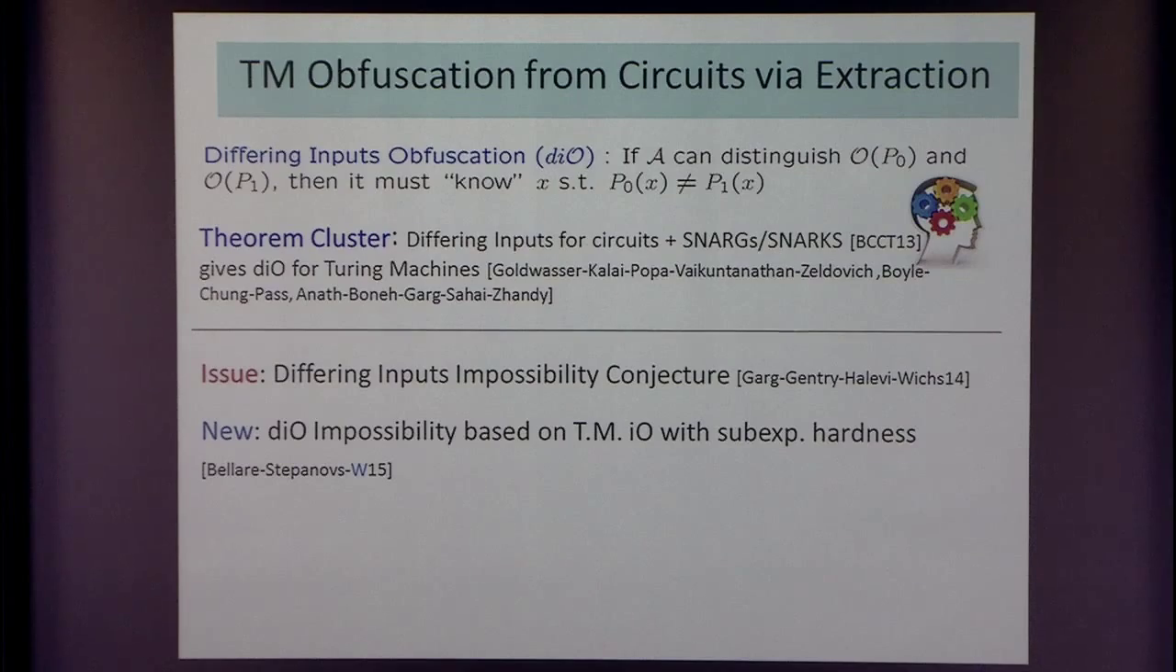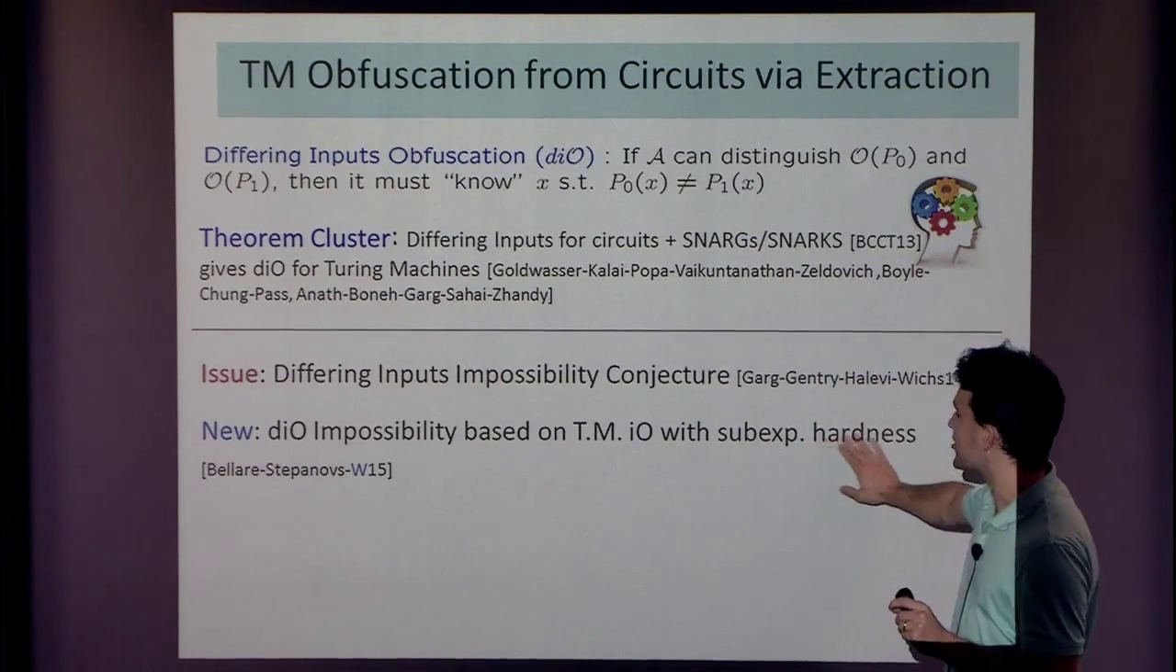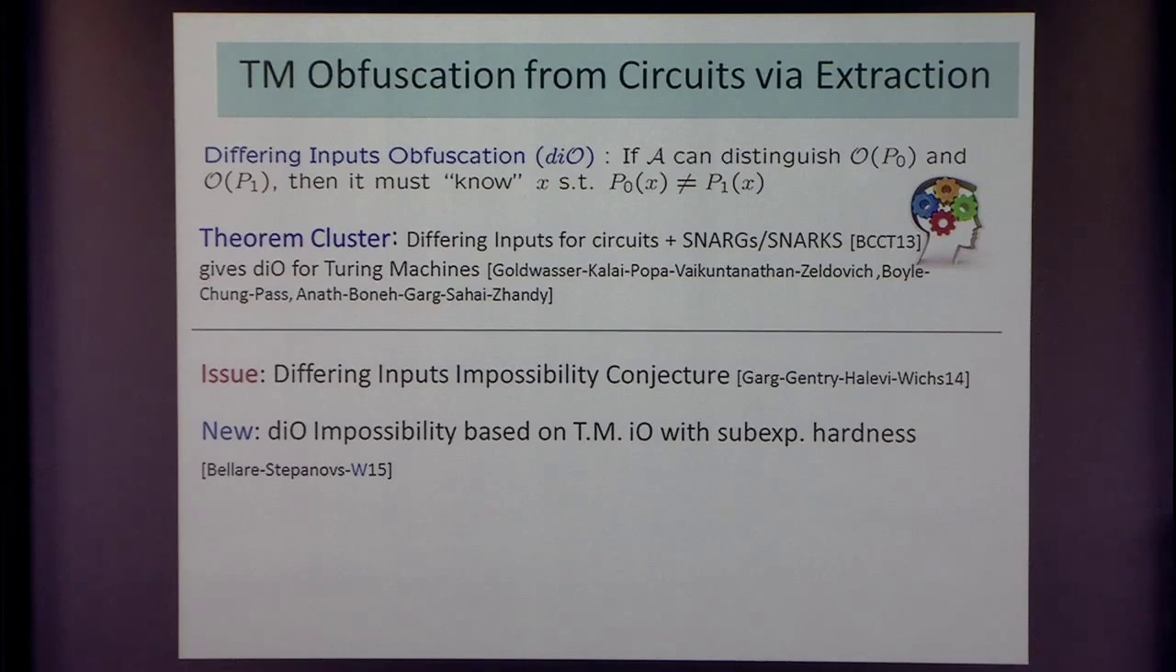And I'll mention recently we've been working on some work with differing inputs obfuscation based on sub-exponential hardness assumptions. Sorry, here I didn't get the chance to. I just realized on the fly. We weren't sure if we were going to show that yet or not.